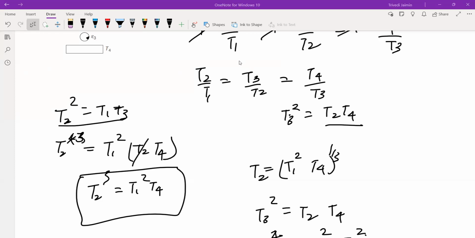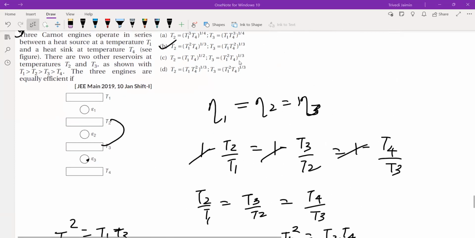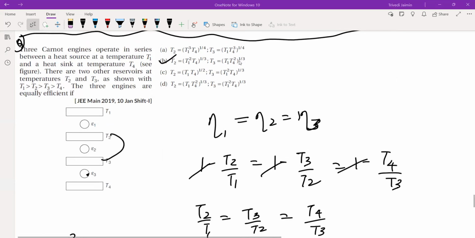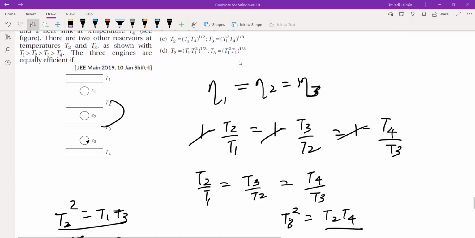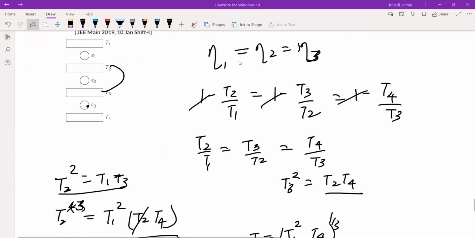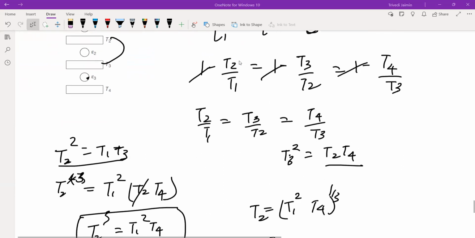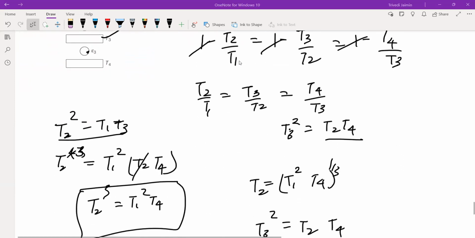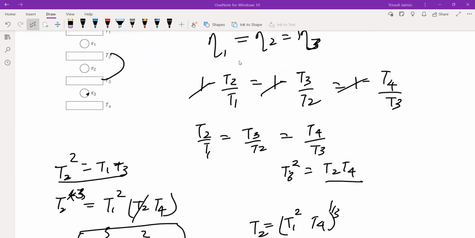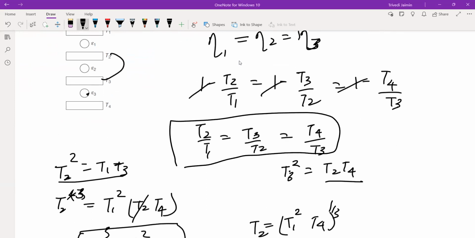Sure. See this one, what we did here, we just equated by the equation given. They all have equal efficiency. If so, we just started there itself. N1, N2, N3. We know efficiency is 1 minus T2 by T1, T3 by T2, and the fourth one T4 by T3. From that we got this relation. First two we are equating, we are getting this value. Second one we are equating, we are getting this value.